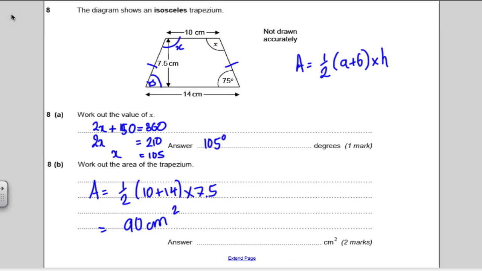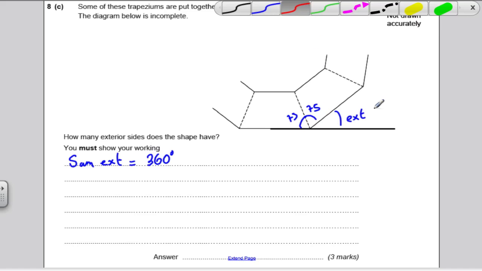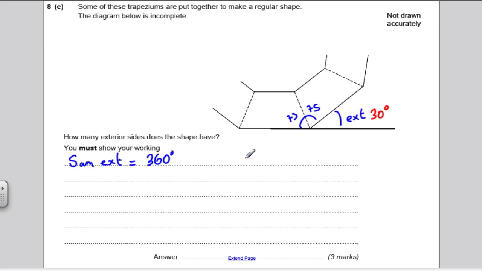Now, looking back at your diagram, if this is 75 degrees here, and that's 75 degrees here, you know the leftover, because an exterior angle is formed with a straight line, must be equal to 30. So the exterior angles are 30, so how many are there? Well, if you do 360 divided by 30, you get yourself 12. There must be 12 exterior angles.